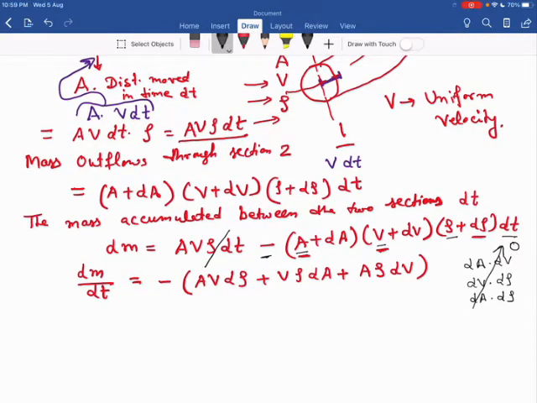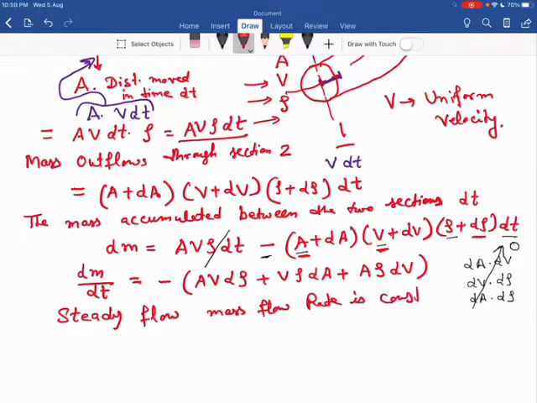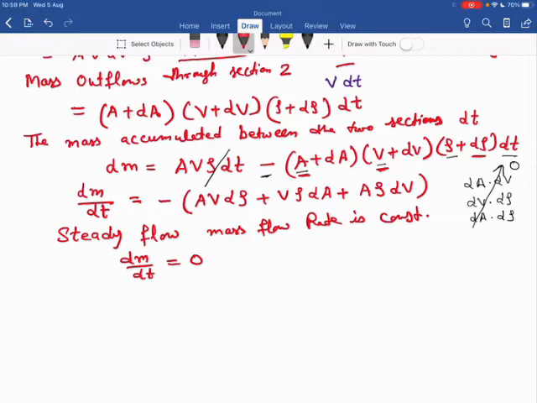Further, in case of steady flow, as we already studied, the mass flow rate is constant. Therefore dm by dt is 0 for steady flow. So we again write this equation as A V d rho plus V rho dA plus A rho dV equal to 0. Now we divide all these terms by rho A V.